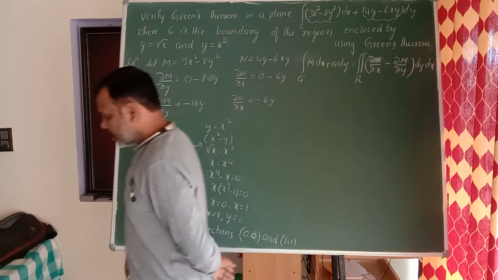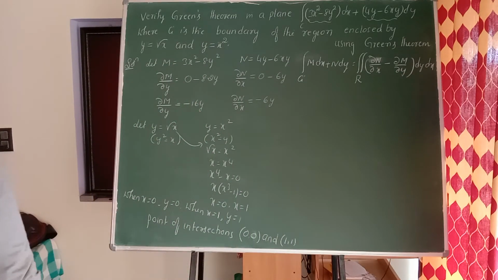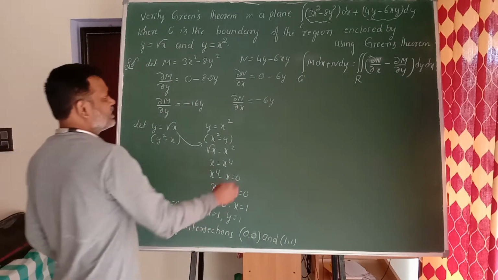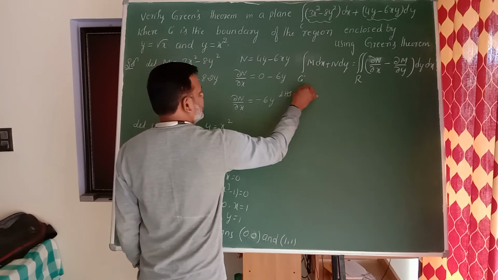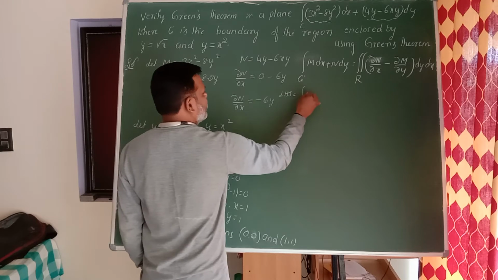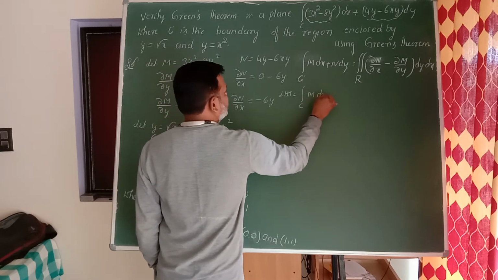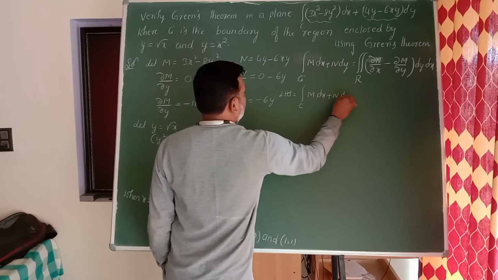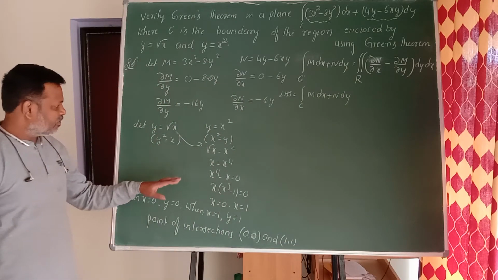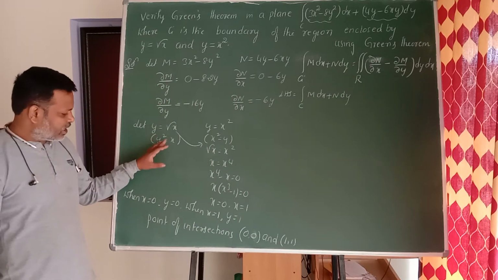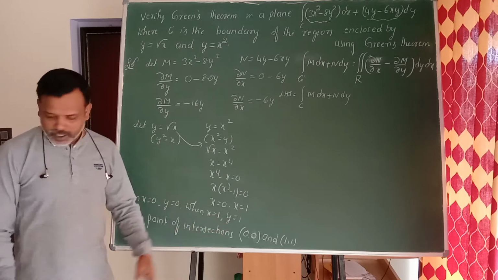Now let us find out one by one here. First let us find out the LHS. What is the LHS here, sir? The LHS is very important. The LHS is a line integral over C of M dx plus N dy. In order to understand this, after getting the points of intersection, keep in mind the points of intersection are 0, 0 and 1, 1.